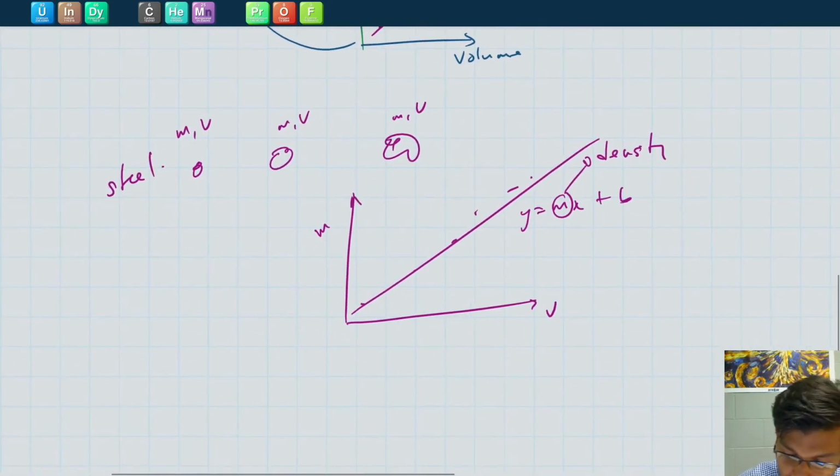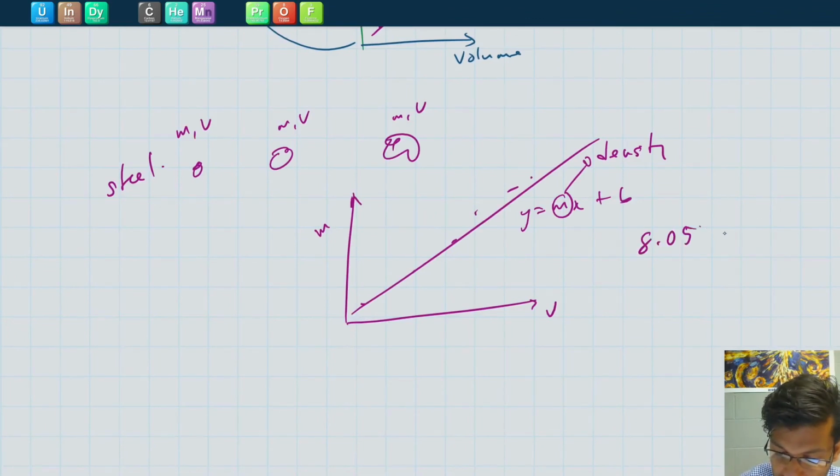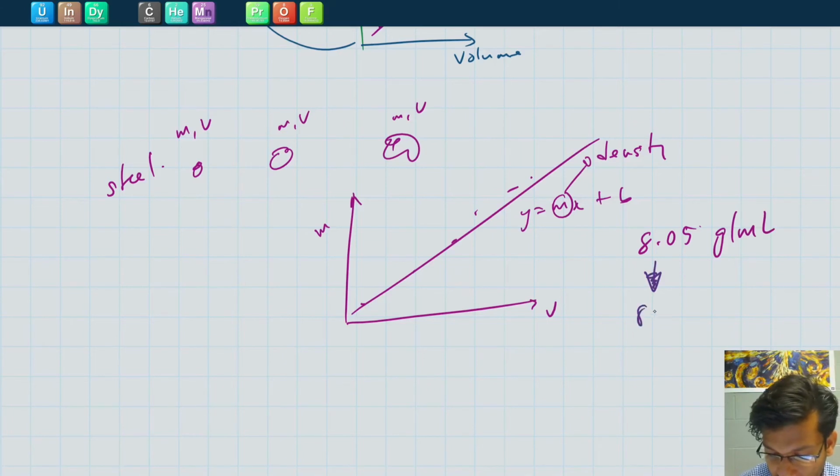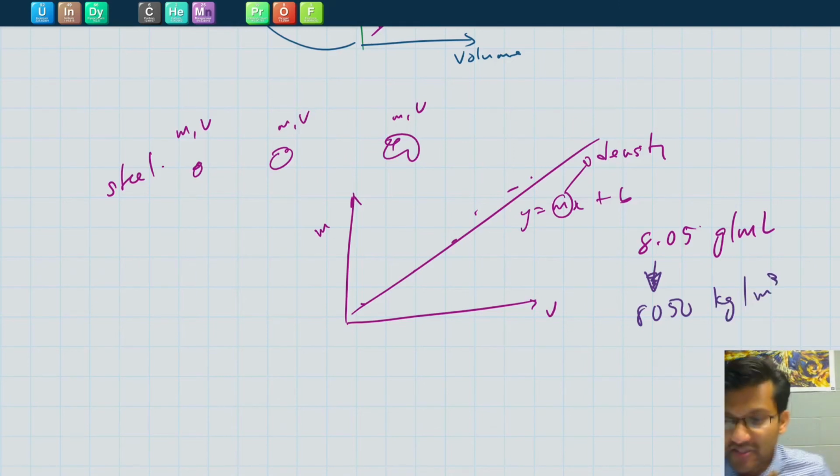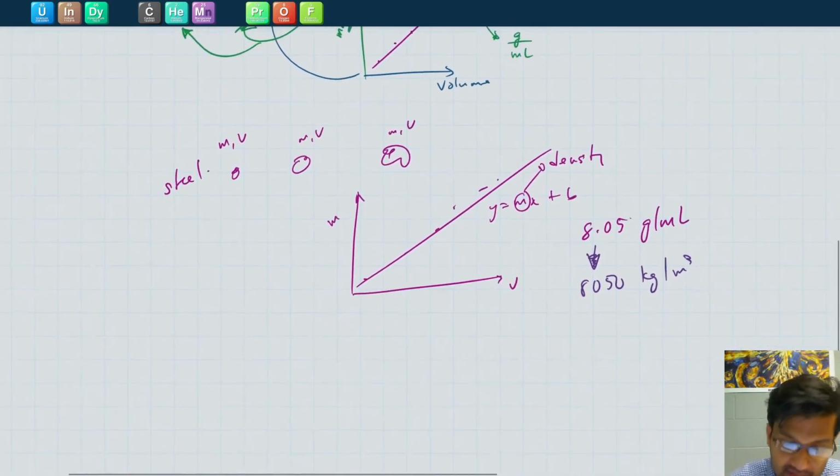And you found that the slope was 8.05 grams per milliliter, right? You can transform these units to other units, and it's 8050 kilograms per meter cubed. They're just unit transformed. Usually we use this for steel just because, especially when we're talking about large pieces. Okay, so that's our density.